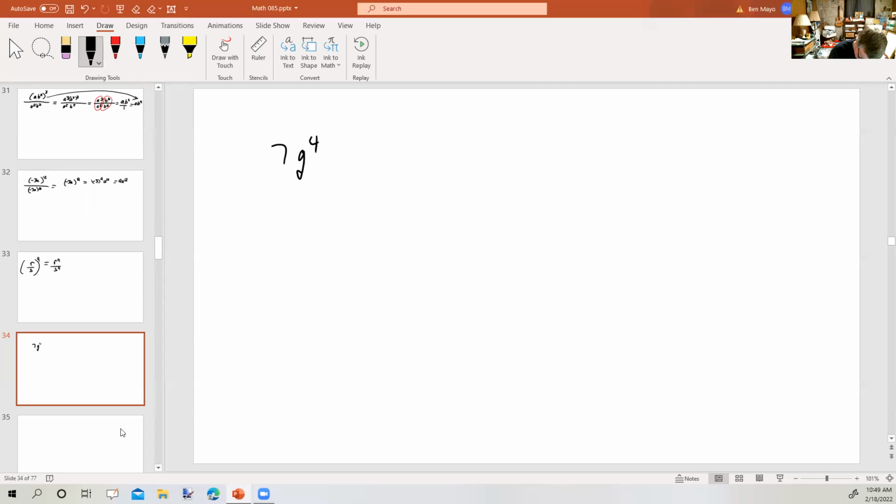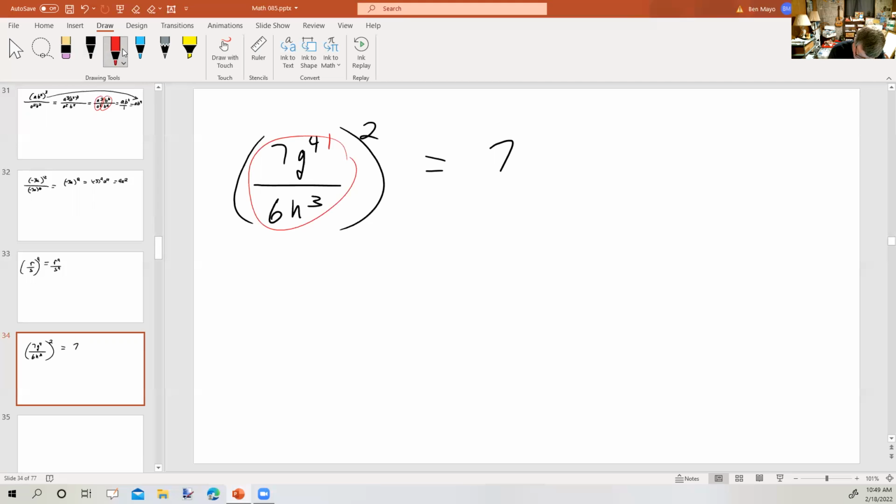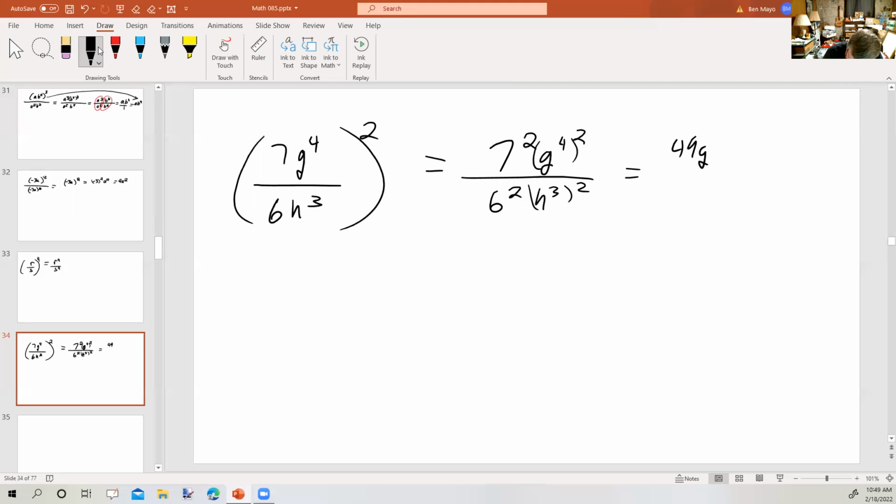7g to the 4th divided by 6h cubed, all to the 2nd power. I would actually look inside first, but there's nothing I can do in there. I'm going to get 7 squared g to the 4th squared over 6 squared h cubed squared. So basically what I'm doing there is a combination of the product rule and the quotient rule, or what they call power of a product, power of a quotient. I don't even know the names. All right. 7 squared is 49 g to the 8th over 36 h to the 6th power.